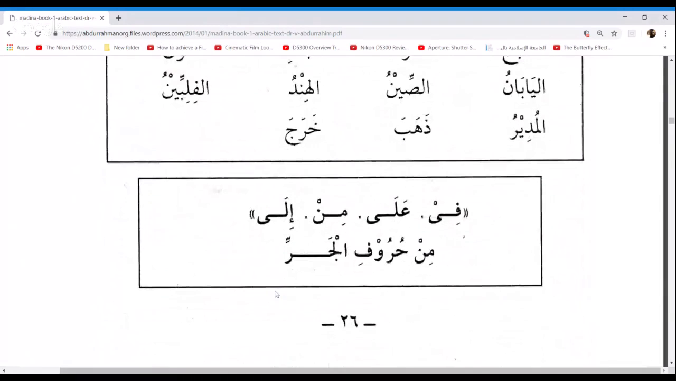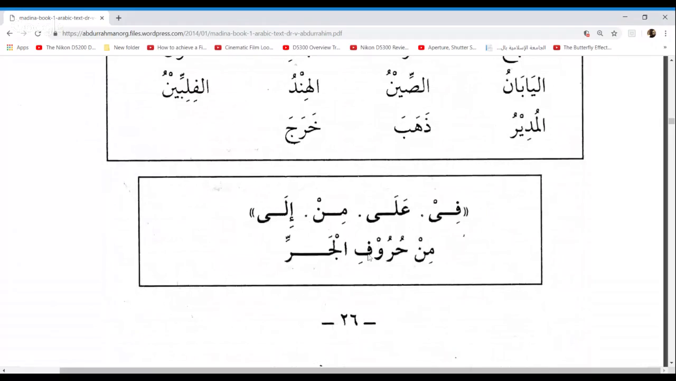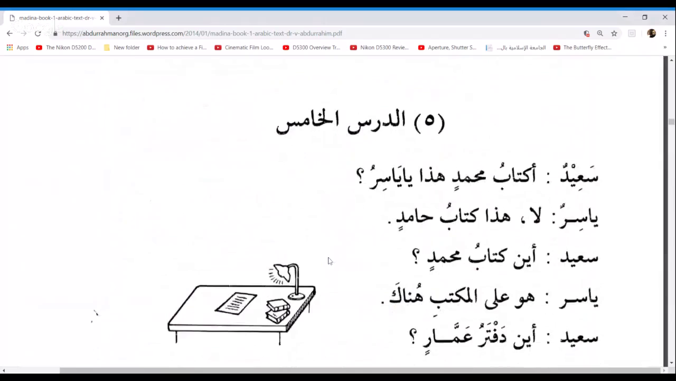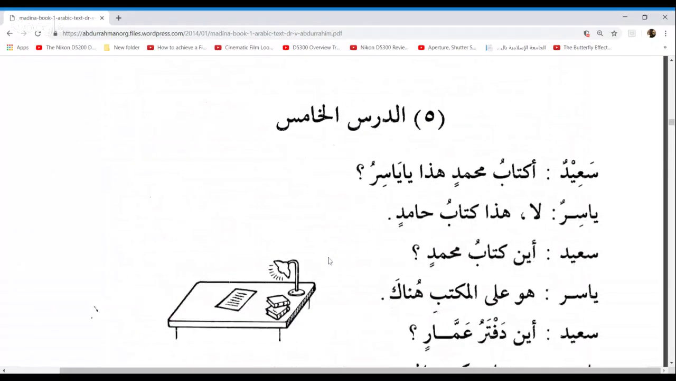Okay, and then we see here in this little box, we have fi and ala and min and ila. So fi, ala, min, ila. And these are min hurufil jar, from the letters of jar. So they're referred to as letters for some reason. Okay? Which brings us to the end of lesson 4, and obviously the beginning of lesson 5, ad-dawt al-khamis.